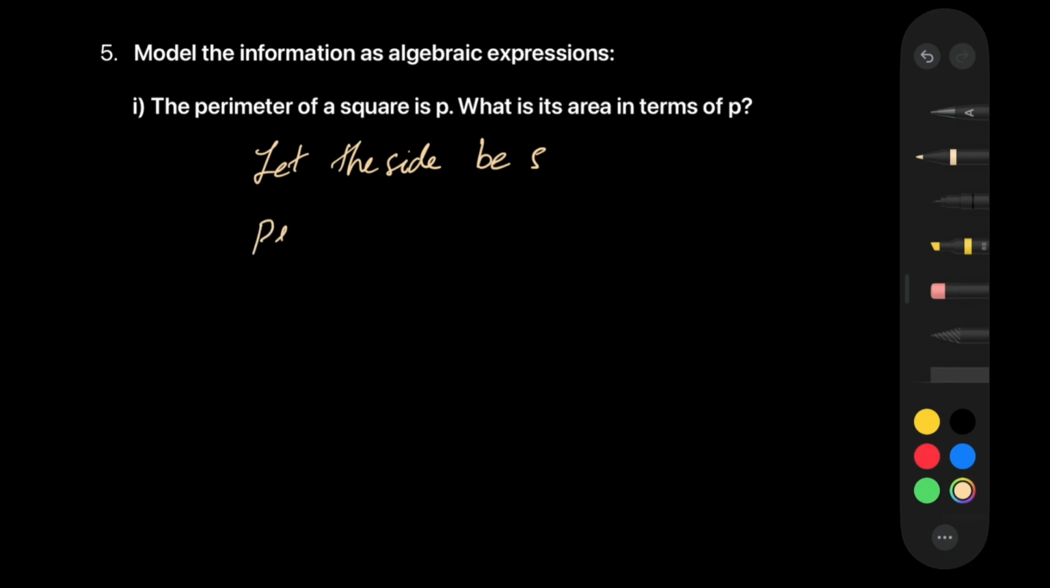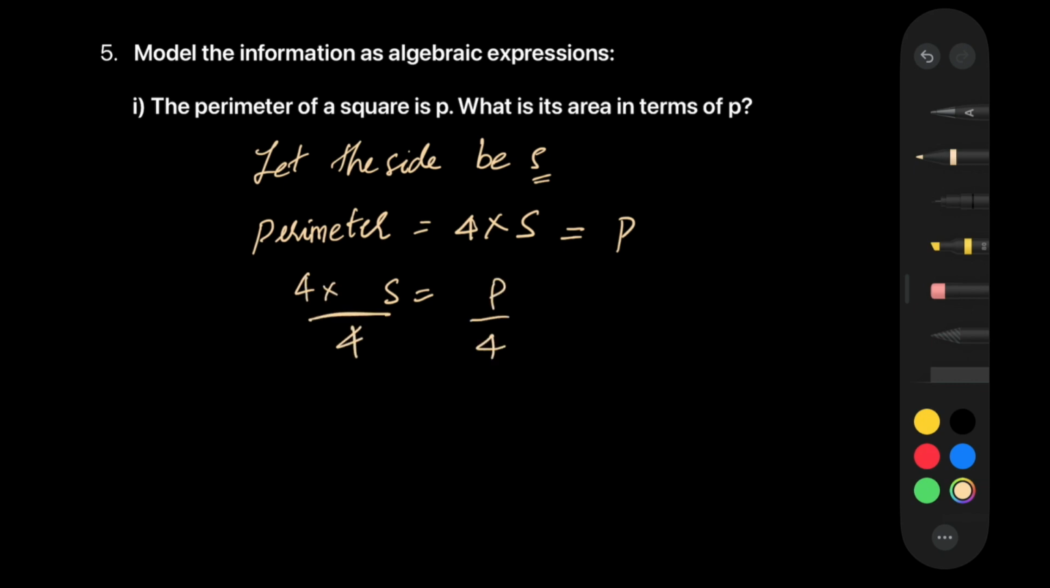Now, we know that the perimeter of a square is 4 into its side, which we said is S. This is equal to P. So the side of the square S is, dividing both sides by 4, we get S is equal to P by 4.